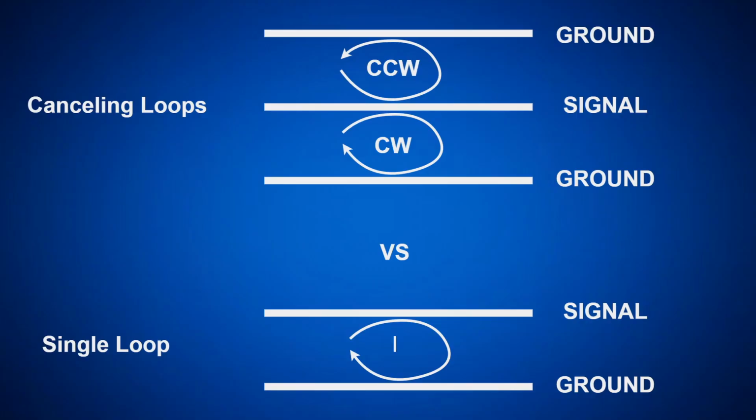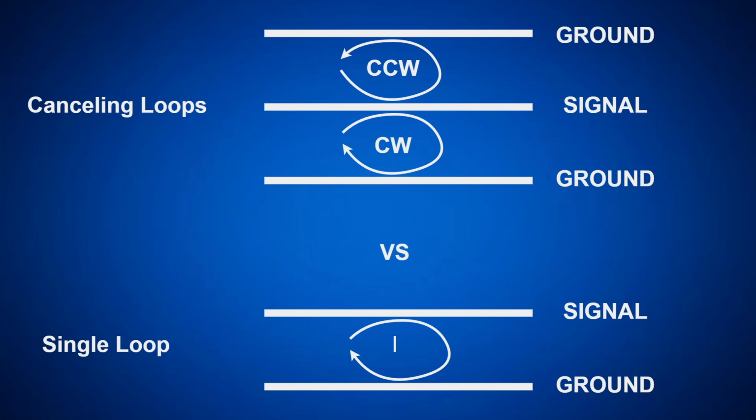Now, if simply reducing the loop area does not have a big enough impact, there is another technique you can employ, which is the use of canceling loops. And this diagram explains how they work. Essentially, what we want to do is print two loops directly on top of each other or adjacent to each other and have the current flowing through them going in opposite directions. What this does is essentially create two opposing magnetic fields that will cancel each other out.